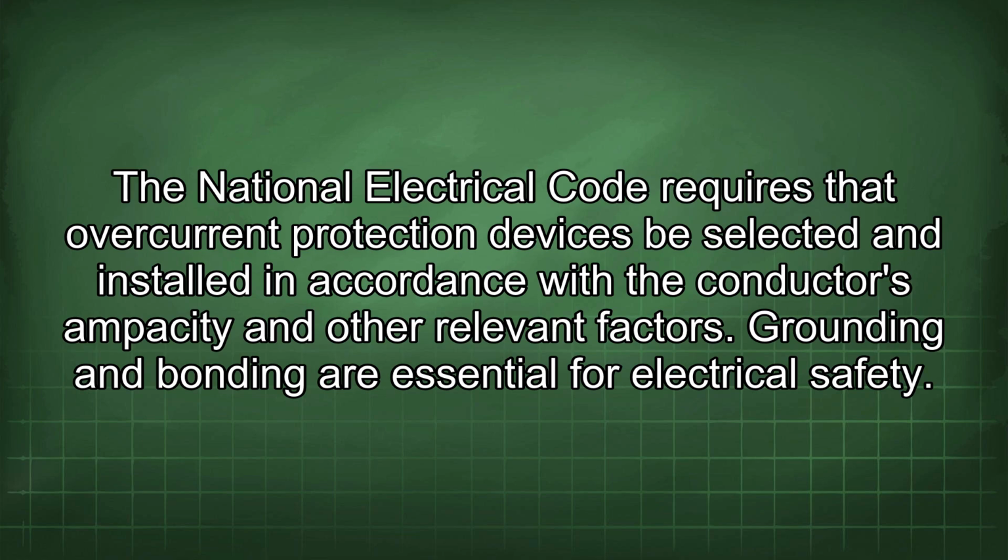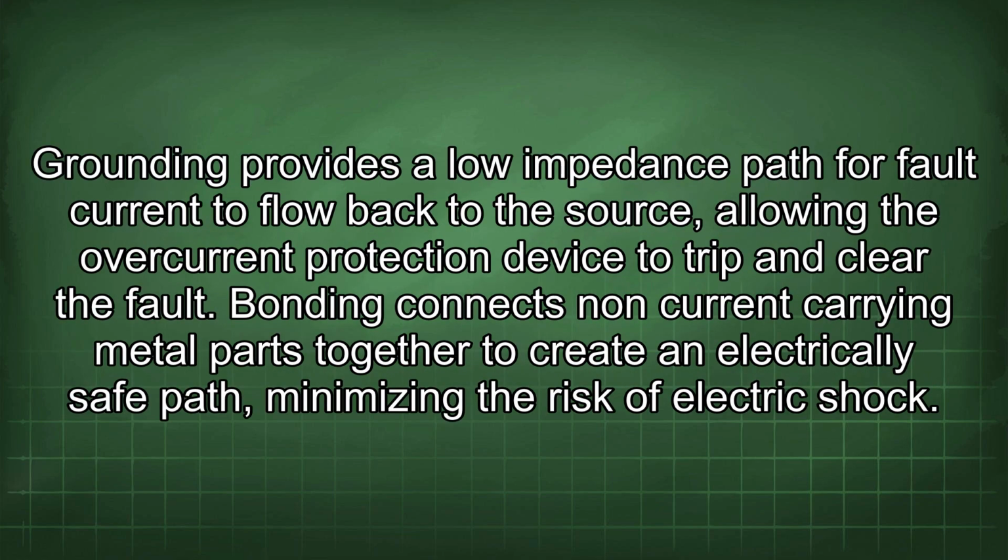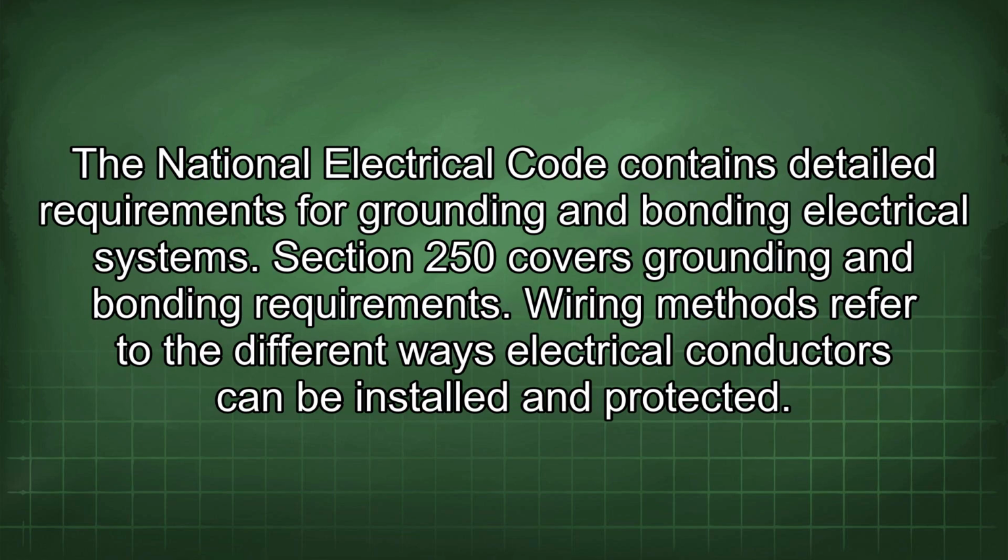Grounding and bonding are essential for electrical safety. Grounding provides a low impedance path for fault current to flow back to the source, allowing the overcurrent protection device to trip and clear the fault. Bonding connects non-current carrying metal parts together to create an electrically safe path, minimizing the risk of electric shock. The National Electrical Code contains detailed requirements for grounding and bonding electrical systems.